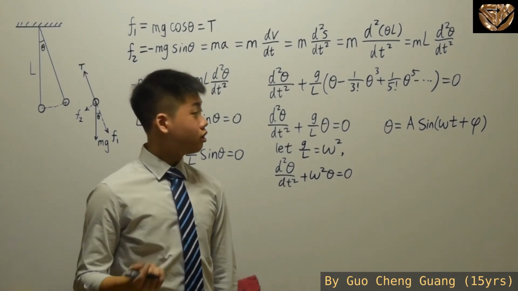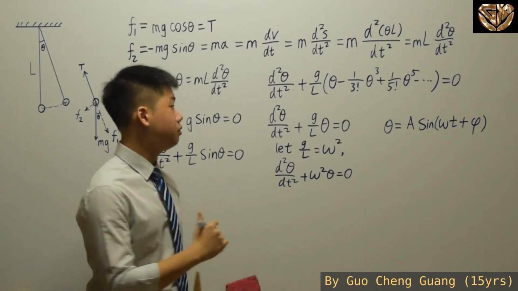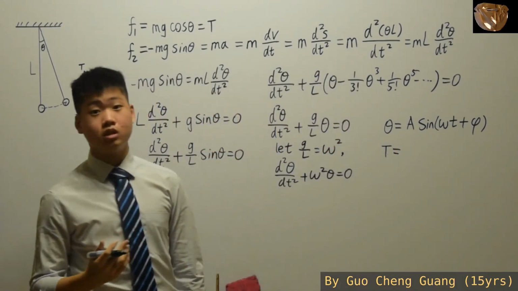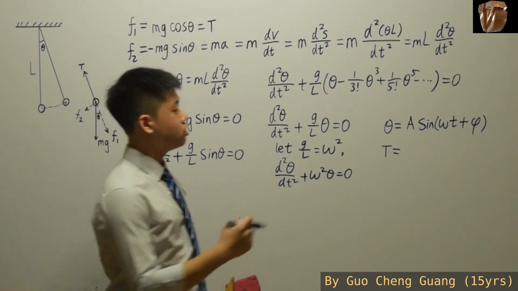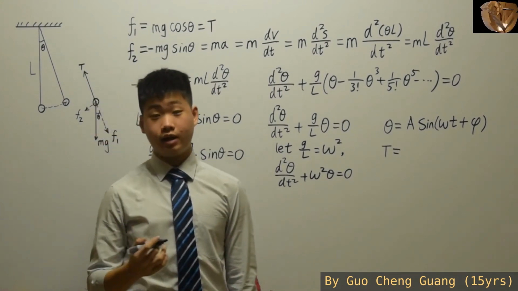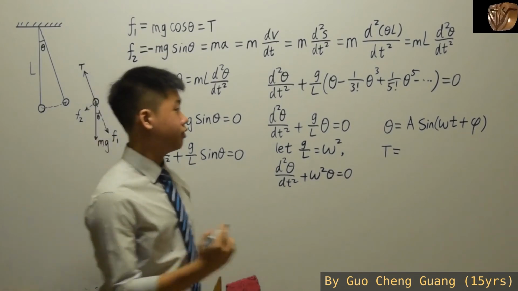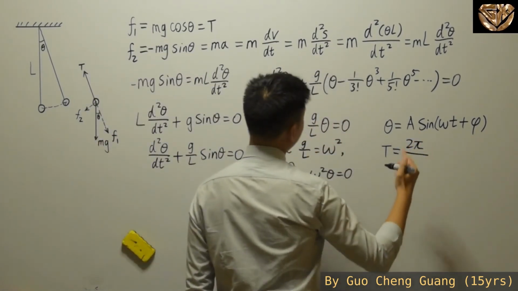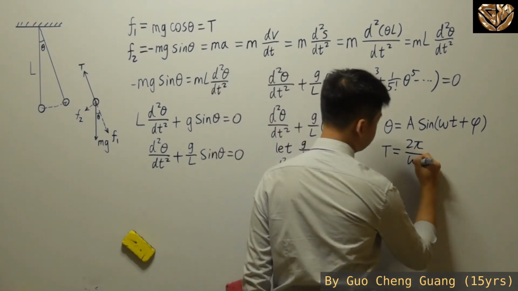Of course, you might see the period of a pendulum. Now, the period of a pendulum is more often than not represented by capital T. Now, how are we going to find this capital T? Since you already have this formula for theta, you can actually find your period. Since you do have the sine function, and the period of a sine function would just be 2 pi divided by whatever is in front of the variable, which in this case is omega.